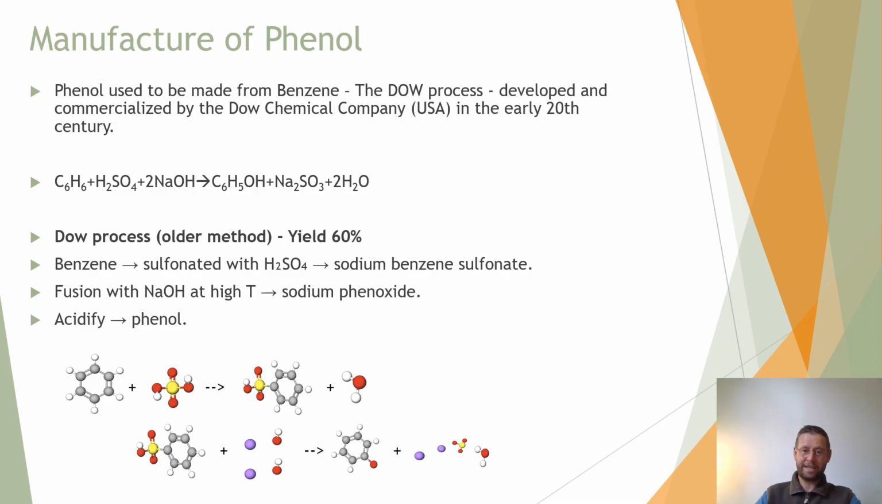Now it produces a yield of about 60%, and a really important detail about this is that it produces quite a lot of other chemicals along the way. It produces water, and it produces sodium sulfate, as well as producing some sodium atoms itself. So the yield is 60%. The atom economy is going to be quite low, and also it requires very high temperatures. Heating solid sodium hydroxide to 300 degrees takes energy. So the search was on to find a better and more efficient way of doing this.